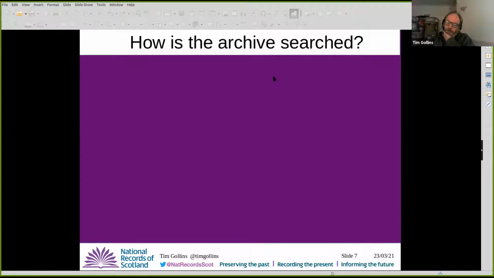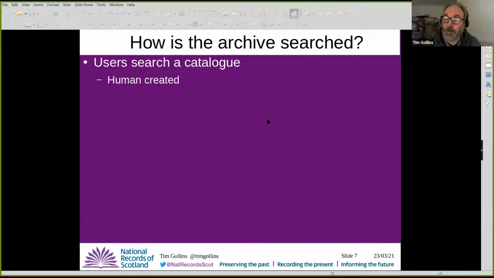So today's conversation is supposed to be about retrieval. So let's think a little bit about how an archive is searched. Well, in reality, users search an archival catalogue. The archival catalogue is digital, it's online. It didn't used to be. Only 10 years ago, well, 15 years ago, it was paper. And you came into the organisation and you leafed through a copy of the catalogue in paper form. So it's only in relatively recent times that archival catalogues have gone digital.